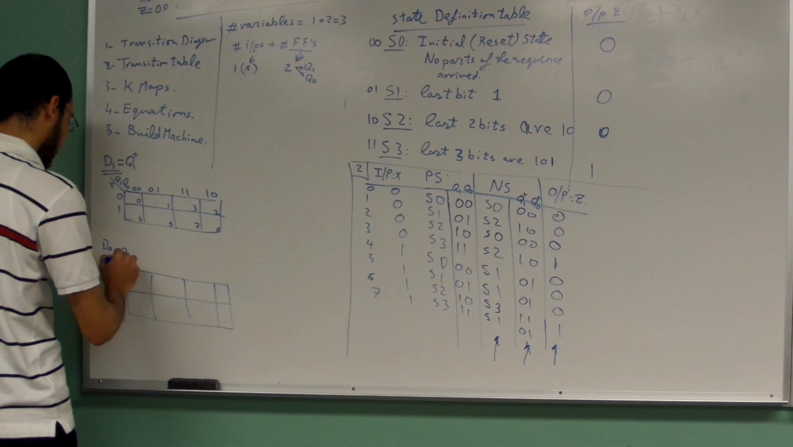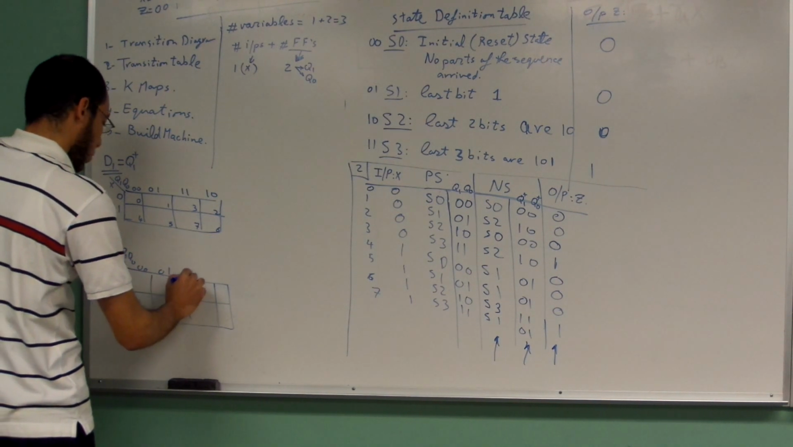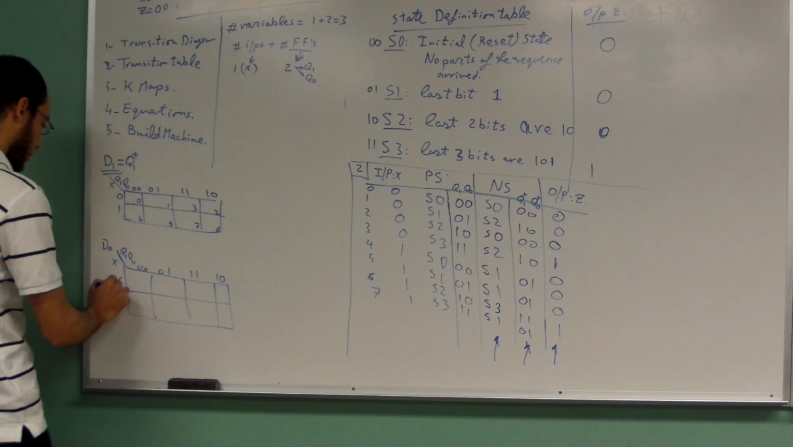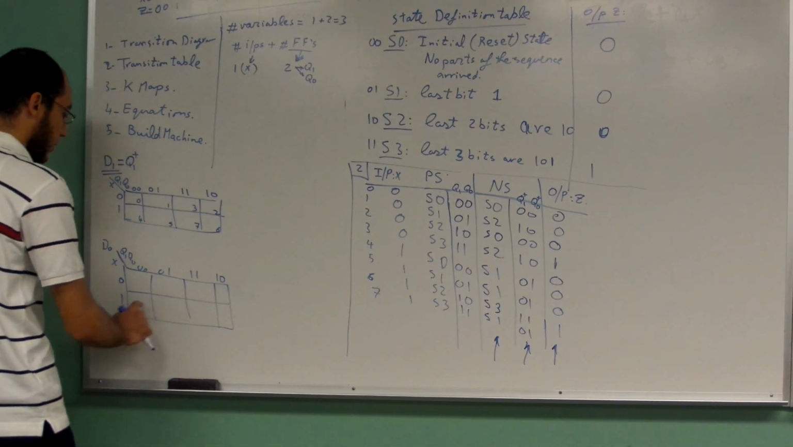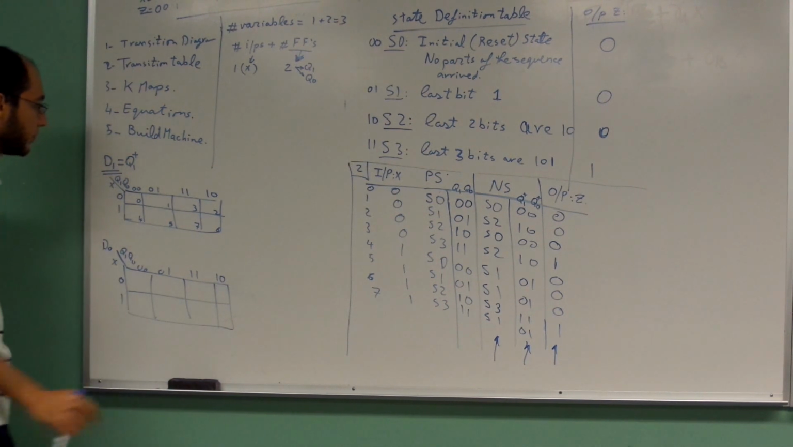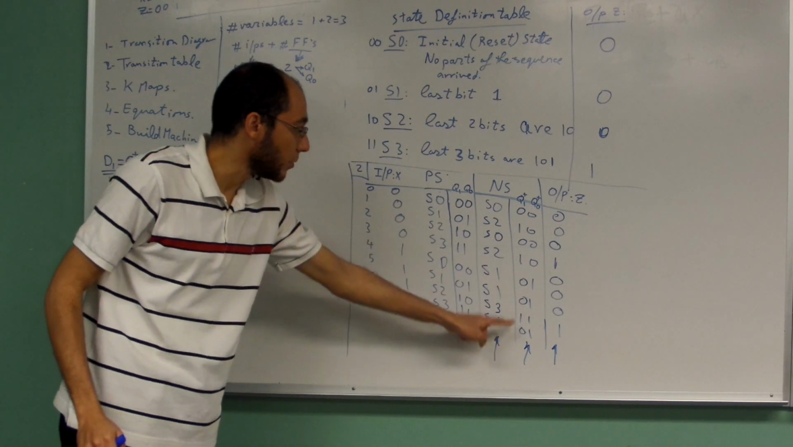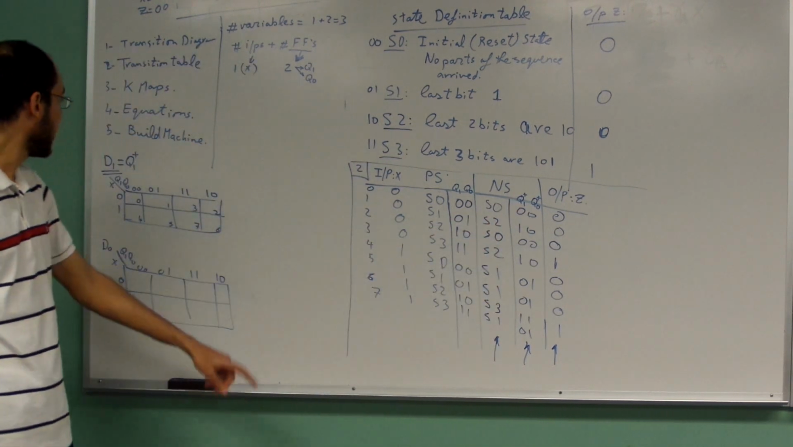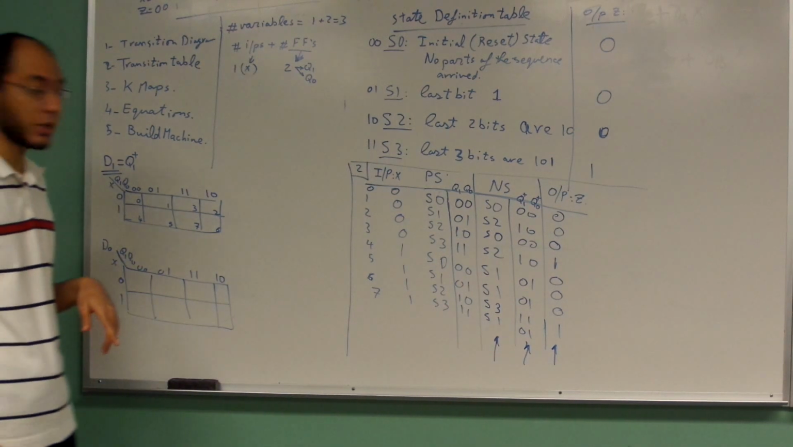Here X, Q1, Q0: 0, 0, 0, 1, 1, 1, 1, 0, 0 and 1. Okay? And then 0, 1, 2, and 3, 4, 5, 6, and 7. Right? So, let's bring this column and fill it in inside the Q1 table, the Q1 K-map.